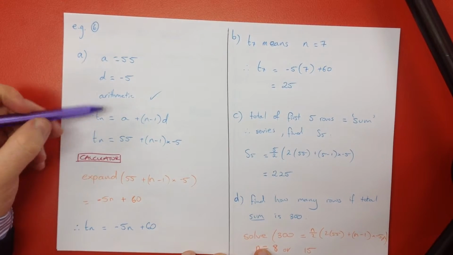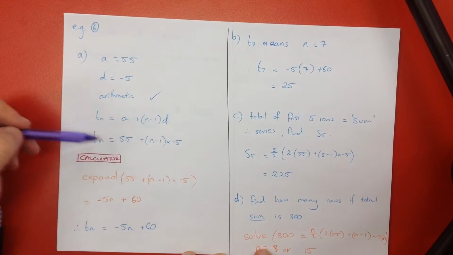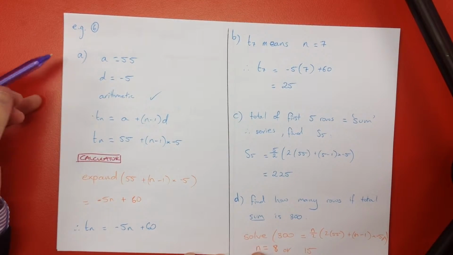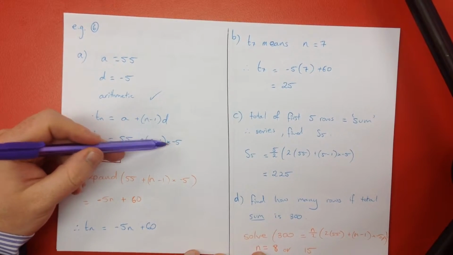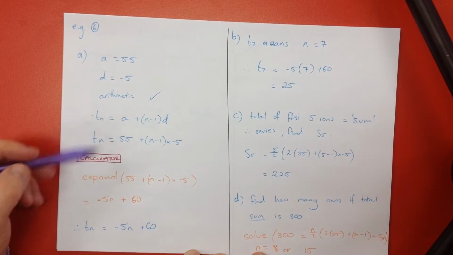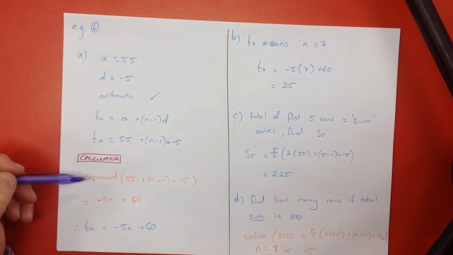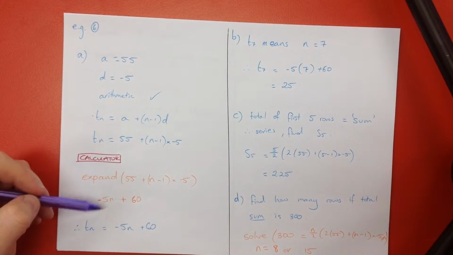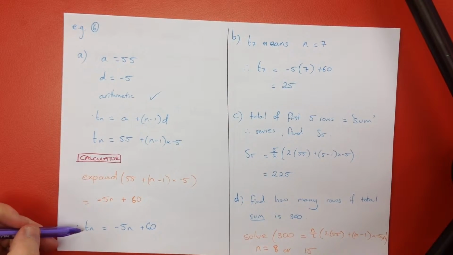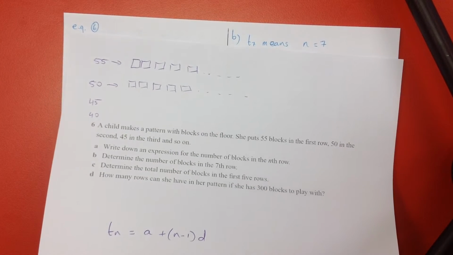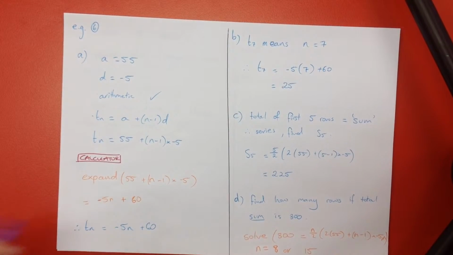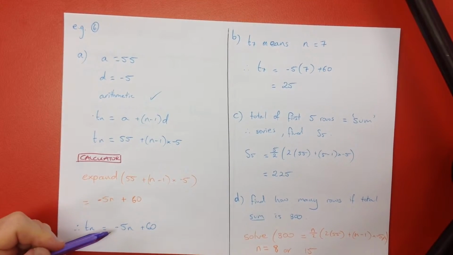So let's put the 55 and the 5 into the formula and find the general rule. We know how to find the general rule, we've done that in an earlier video. So 55 plus n minus 1 times negative 5, and we used our calculator to expand it, as we did in an earlier video. It told us that the rule was negative 5n plus 60. So the general rule is Tn equals negative 5n plus 60. Back to the question, write down an expression for the number of blocks in the nth row. The number of blocks in the nth row is negative 5n plus 60.